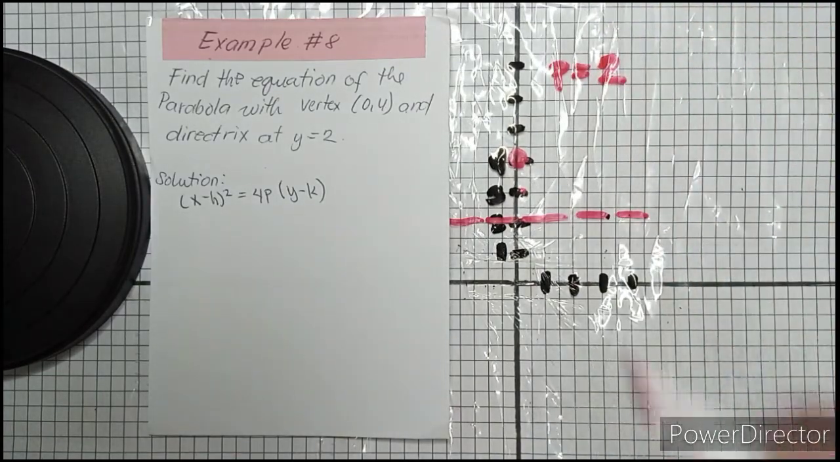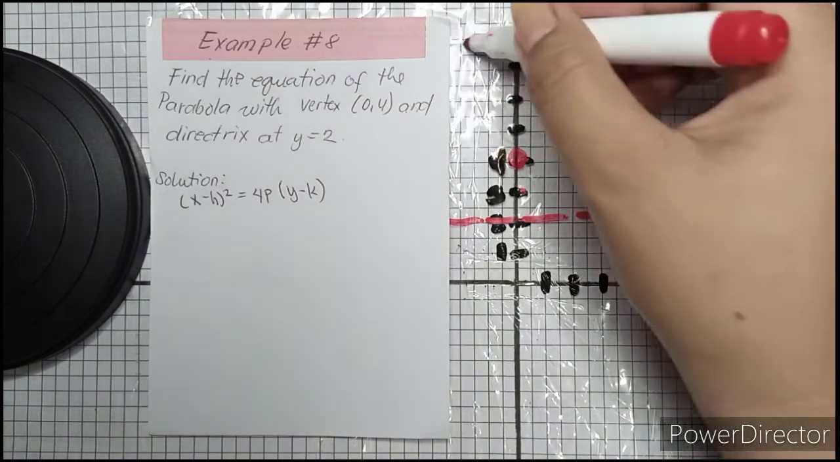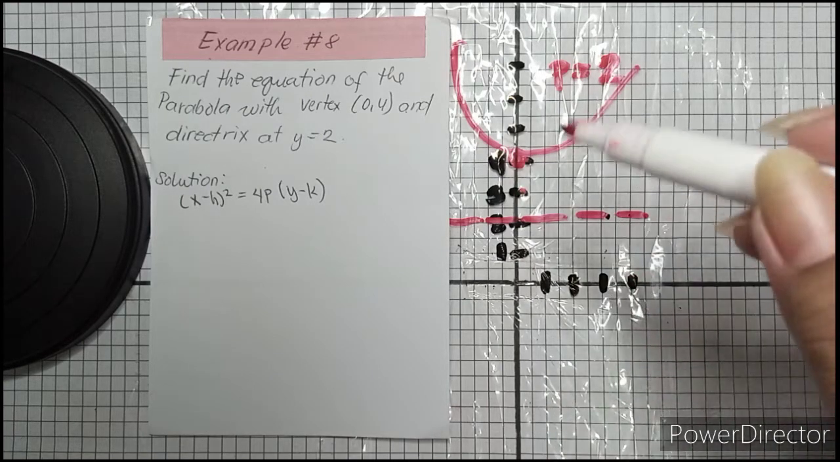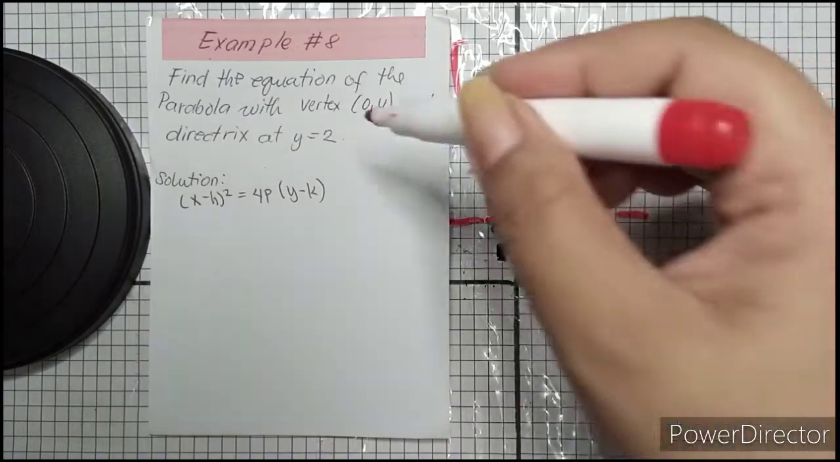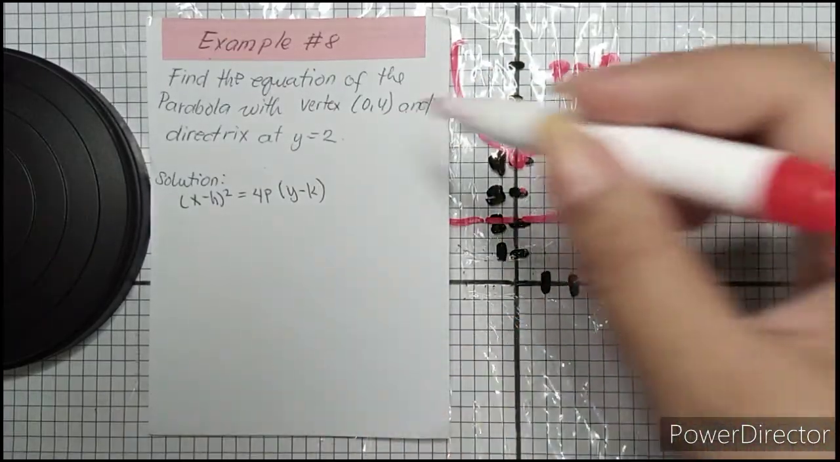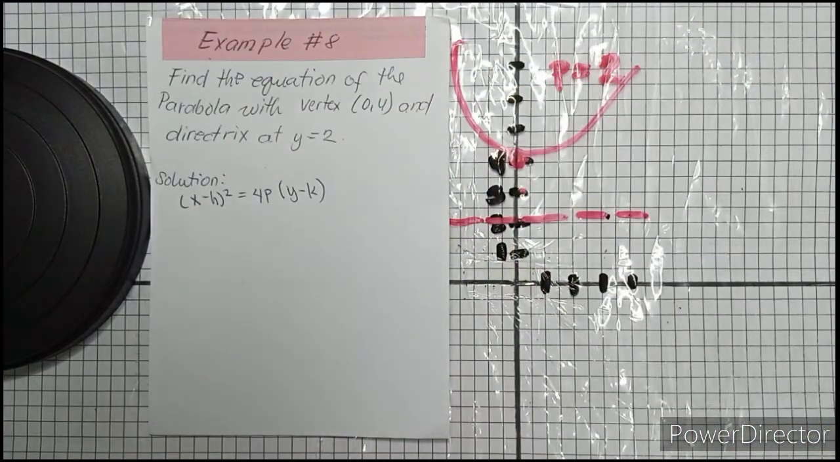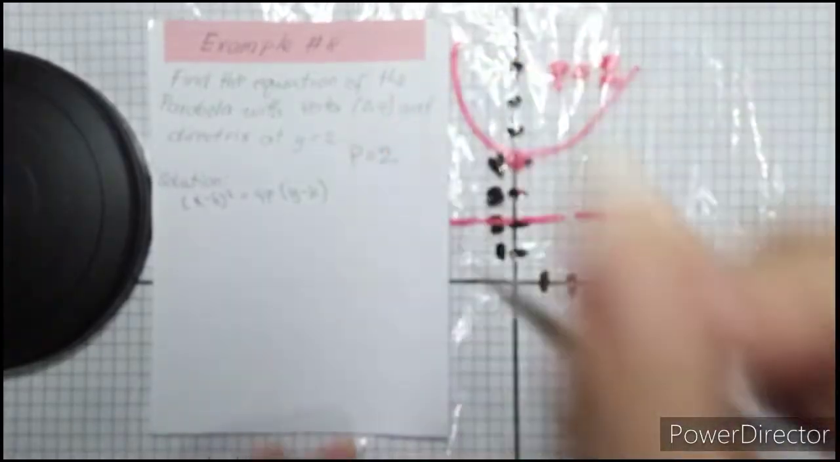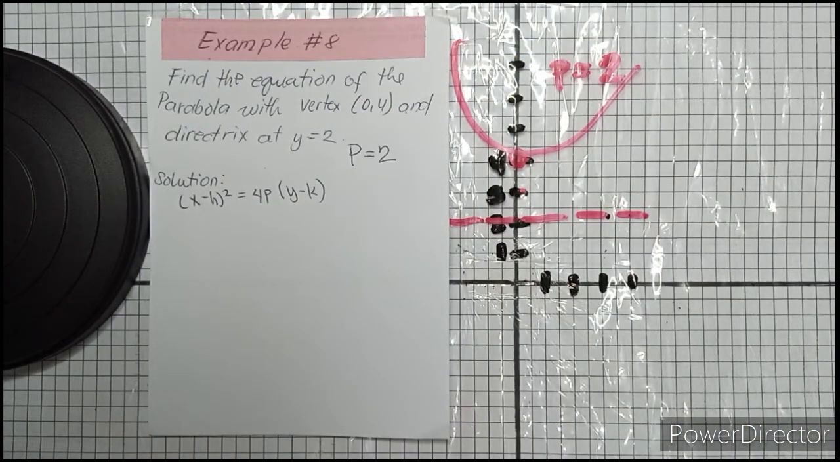Positive siya. Bakit? Kasi ang ating parabola is going upward. Hindi siya downward. Saka lang magiging negative ang ating p kung ang ating parabola is opening downward and also opening left. Saka lang siya magiging negative. So, ang ating p ay positive 2.